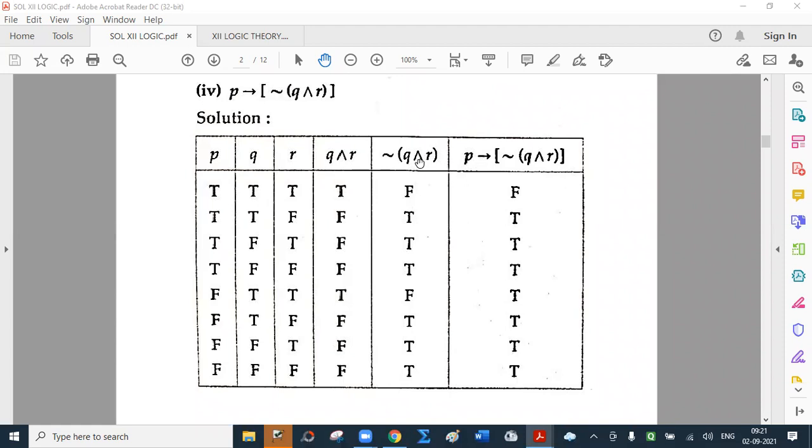And finally, P implies. See, let me explain. False can imply anything. So for the last 4 entries, here it is going to be true only. Now, question is for the first 4. So true implying false, not done, false. True implying true, yes. True implying true, yes means true. And true implying true, true. So all the entries except the first are true.